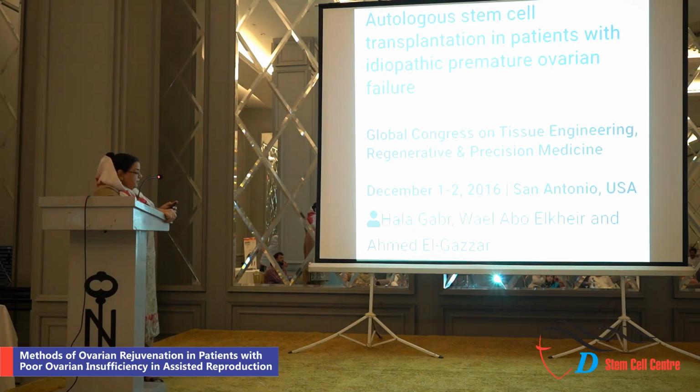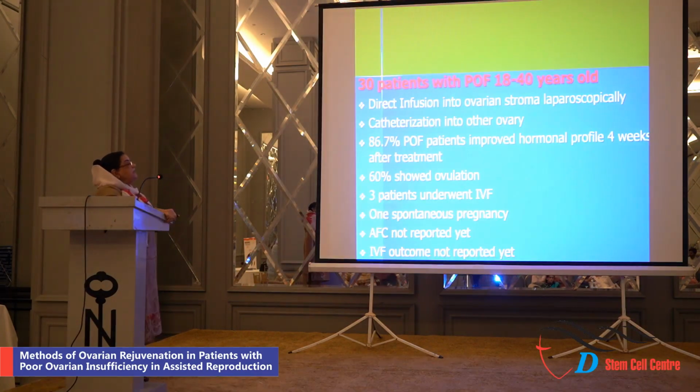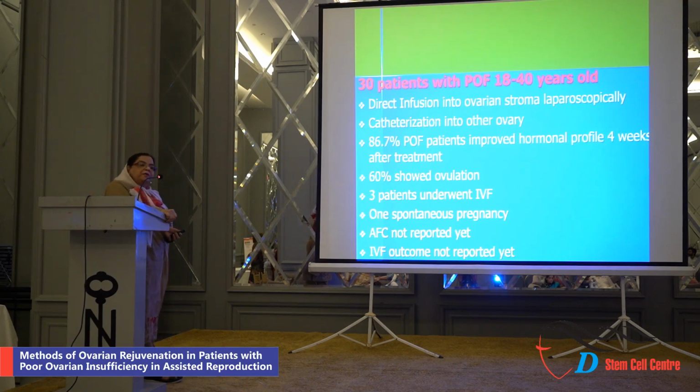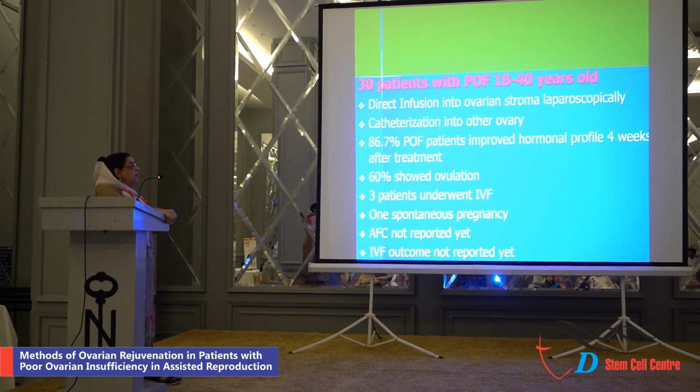Another study, presented at the Global Congress on Tissue Engineering and carried out in 2016 by Hala Gaber, took 30 patients. There was direct intra-ovarian laparoscopic infusion of stem cells obtained from the bone marrow, and they were able to get the hormonal profile 4 weeks after. 86.7% of these patients had improved ovarian reserve markers, that is FSH as well as AMH. 60% of those patients showed ovulation, and 3 of those 30 underwent IVF.